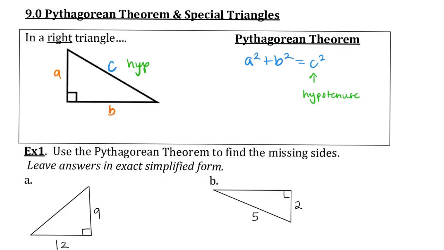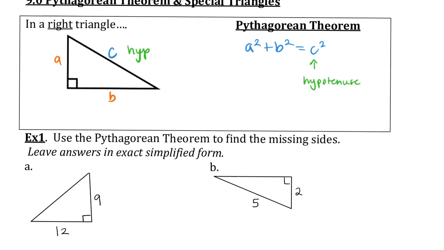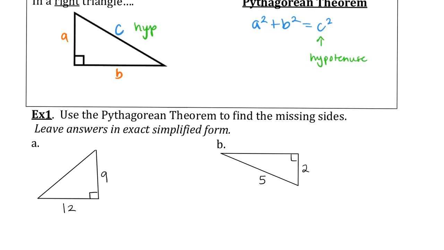Okay, so let's try this. For example 1, we're going to use the Pythagorean theorem to find the missing sides. We will leave answers in exact simplified form. I'm going to use a squared plus b squared equals c squared. The main thing is that we get the hypotenuse correct.